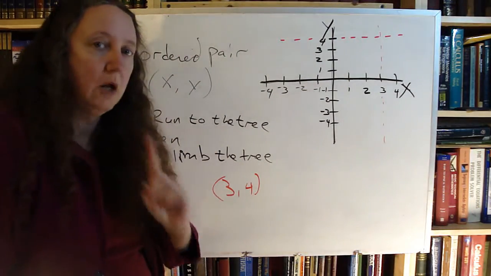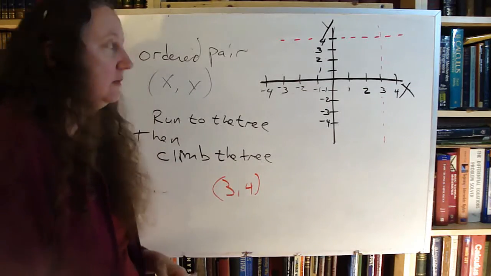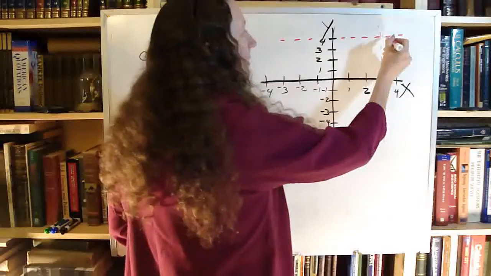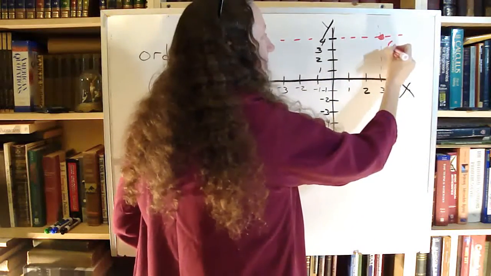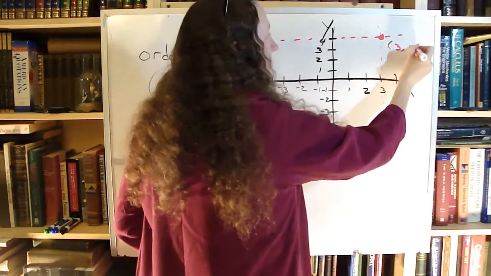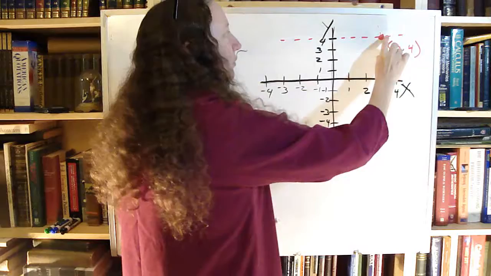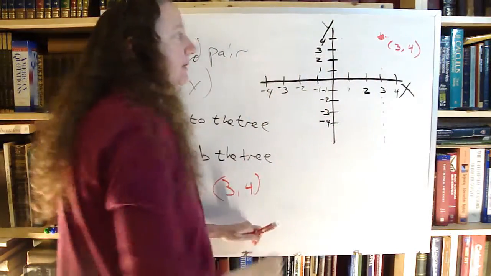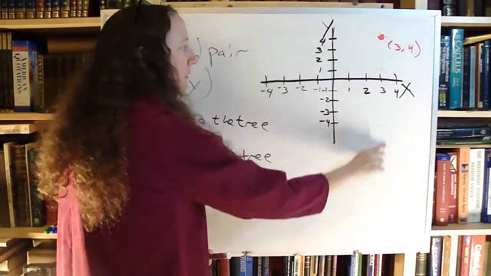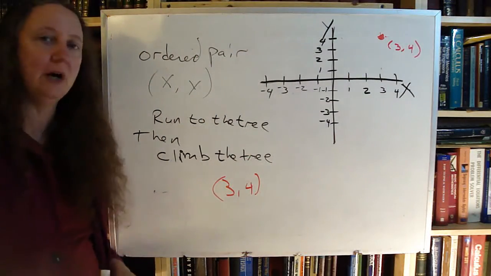I put 1 dot to represent that ordered pair. That, right there, is my 3, 4. And I get rid of any extra lines that I drew to help me find where that dot should be. And that 1 dot is my 3, 4.